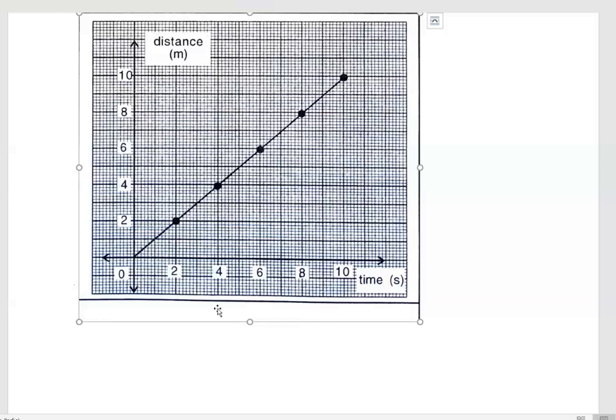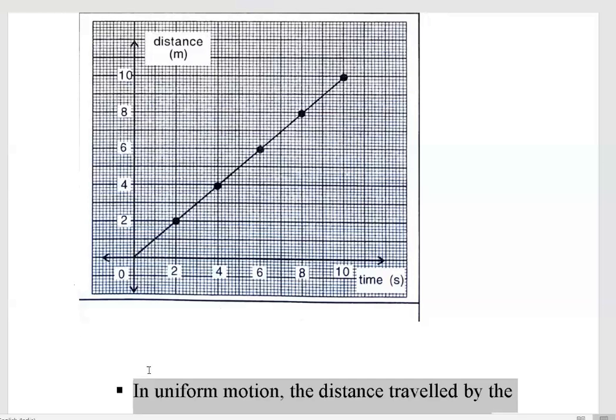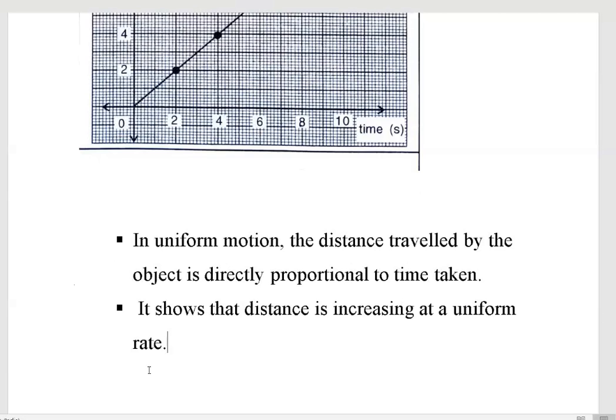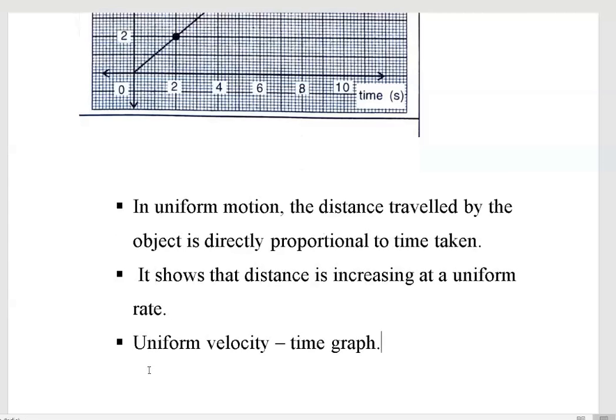So, in uniform motion, the distance traveled by the object is directly proportional to the time taken. Second thing, we can say that this type of graph shows that the distance is increasing at a uniform speed, at a uniform rate. Note that if we would have used displacement in place of distance, this would have been uniform velocity. So it would have been a uniform velocity-time graph.